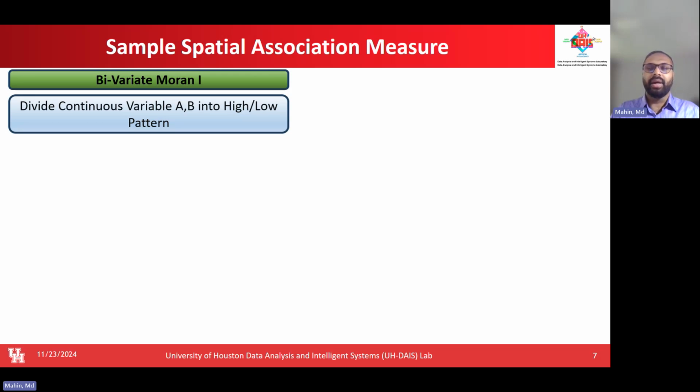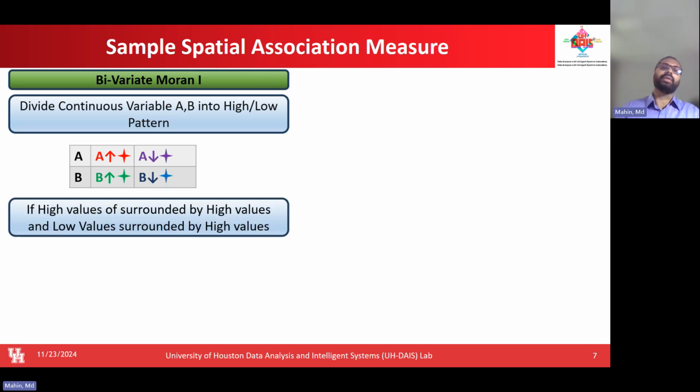A and B are first divided into high-low patterns. For example, A is divided into A high and A low, and B is divided into B high and B low. We can mark each pattern with a respective color: A high is red, A low is purple, B high is green, and B low is blue.